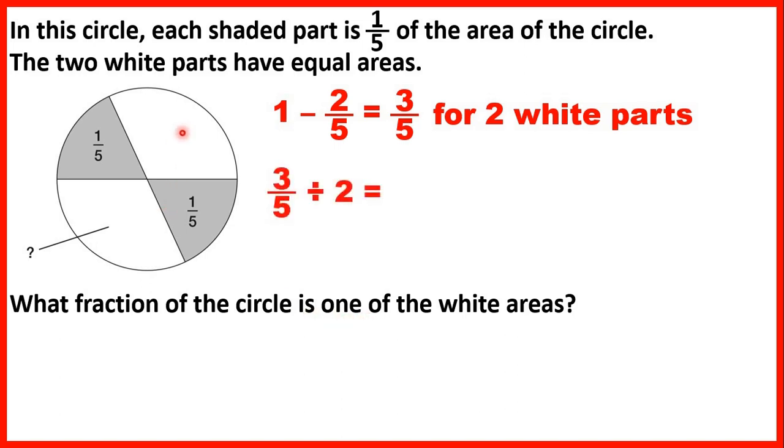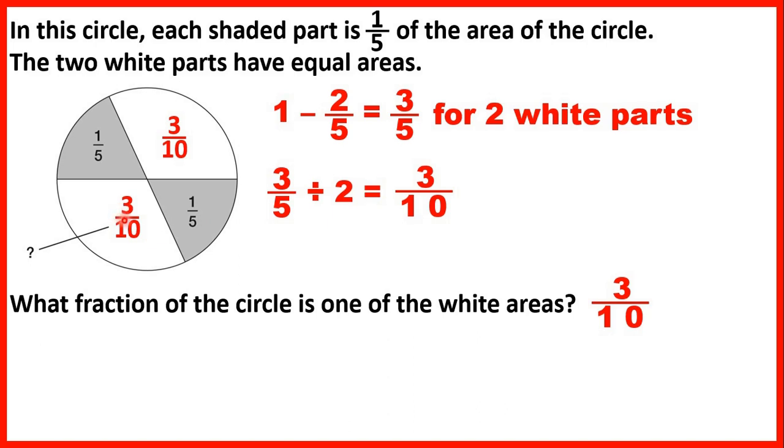So we need to divide 3/5 by 2. Remember, to divide a fraction by a whole number, we multiply the denominator and leave the numerator the same. So the numerator is still 3, and 5 times 2 is 10. So that means that each white part is 3/10 of the circle. So the fraction is 3/10.